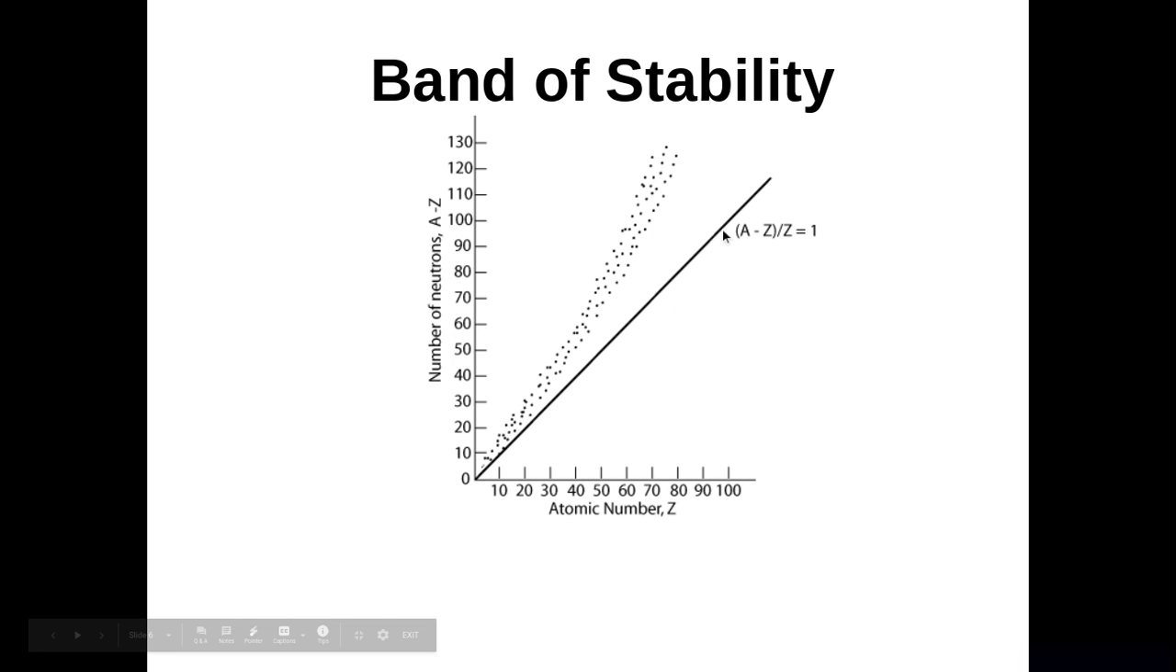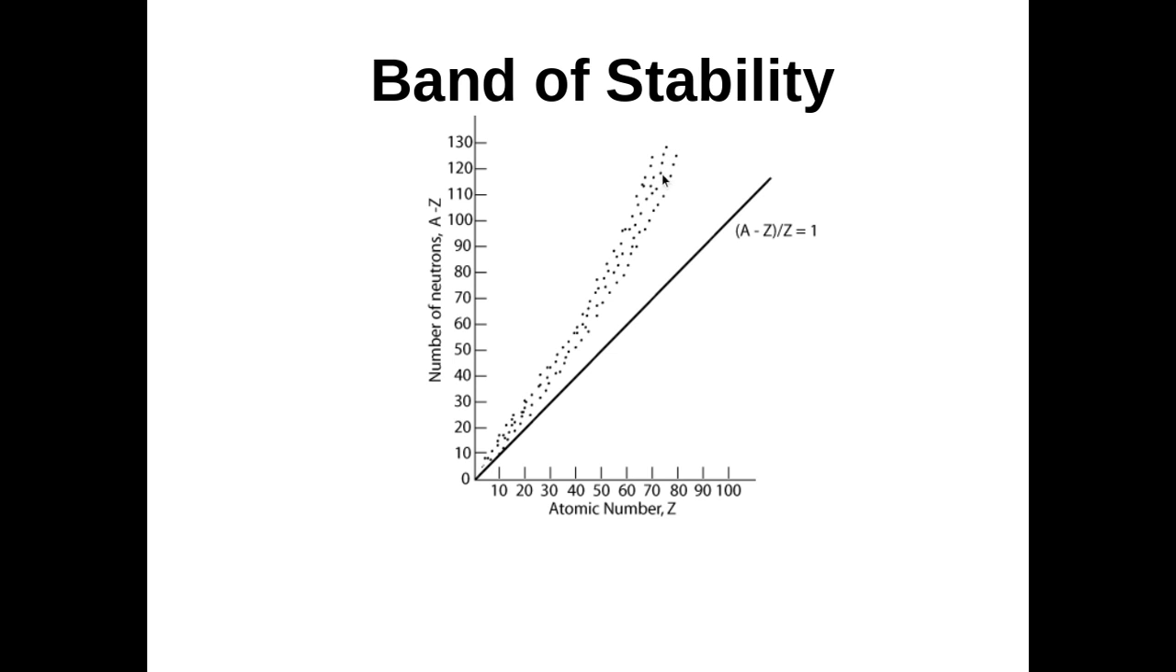This solid black line is a 1-to-1 ratio. So you'll see it's very close to a 1-to-1 ratio of protons to neutrons. And here are all of the different stable isotopes of all of the atoms. And you'll notice as it goes up, it tends to need to gain a little more number of neutrons in order for it to be stable.